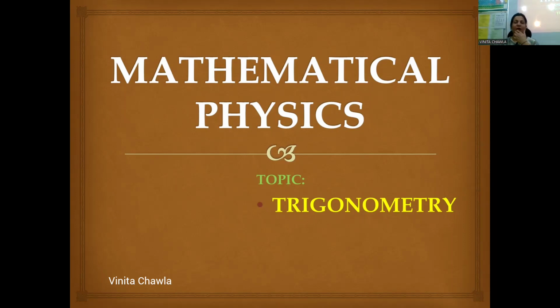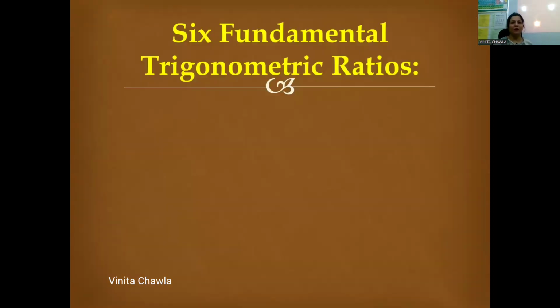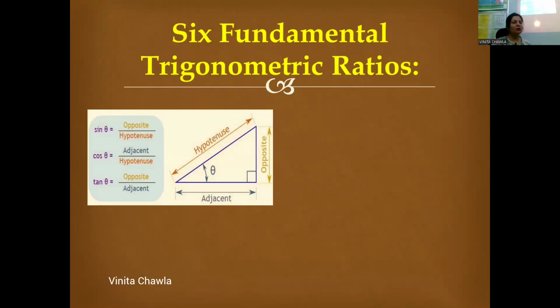Okay. So in trigonometry, what have you done so far? We have done 6 fundamental trigonometric ratios: sine, cos, tan, cosec, sec, and cot. Right? So sine and cosec are reciprocal of each other. What is sine theta? If we have a right angle triangle, then perpendicular upon hypotenuse is sine theta, and cos theta is base upon hypotenuse. Tan theta is perpendicular upon base.